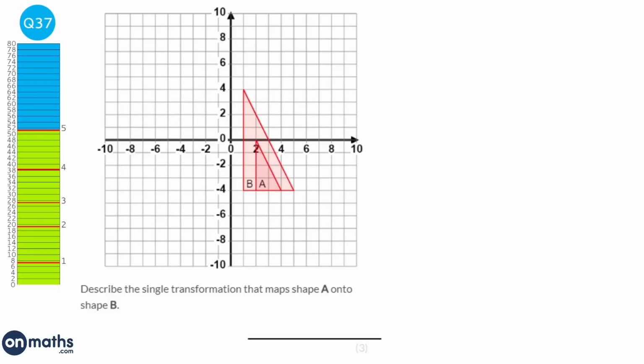So you can see here that the triangle has changed size. So the transformation we're looking at is an enlargement. And we need to find out how much it's changed by, so what the scale factor is. And so we've got 2 at the bottom here of triangle A, and we've got 4 at the bottom here of triangle B. And so we are going to times the 2 by 2 to get to 4, so the scale factor is going to be 2.